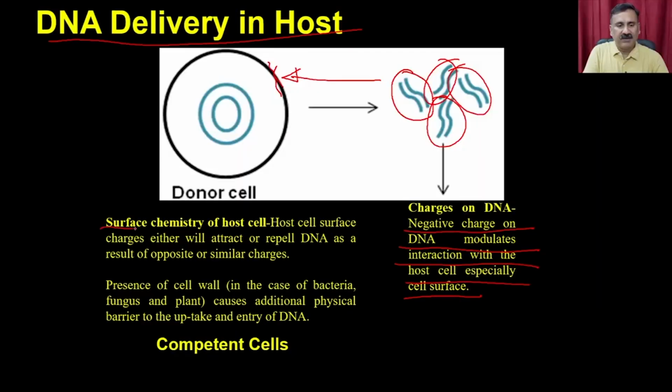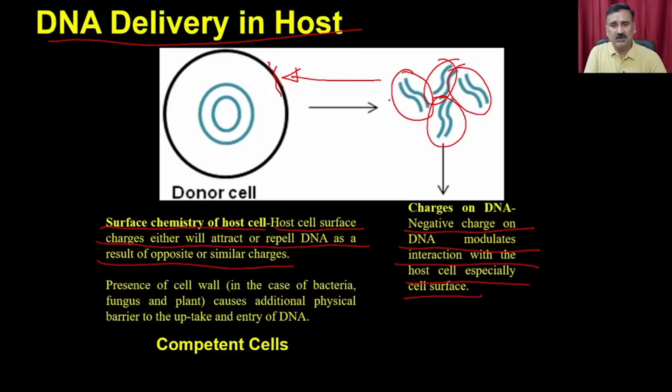The host cell surface chemistry will either attract or repel DNA as a result of opposite or similar charges, which means the cell surface of the host is either going to be positively charged or negatively charged. If it is positively charged, it is going to attract the DNA. If it is negatively charged, it is going to repel the DNA. The presence of the cell wall in case of bacteria, fungus, or plants causes an additional physical barrier to the cellular uptake and the cellular entry.